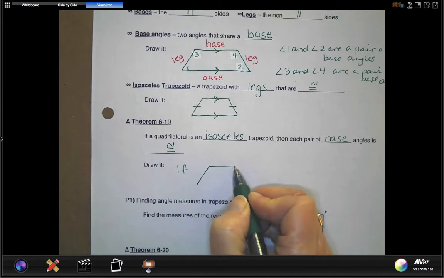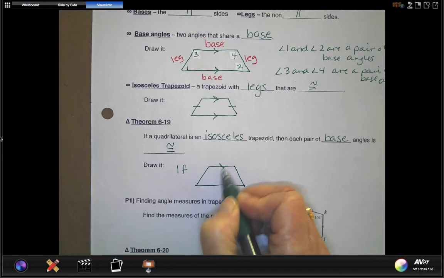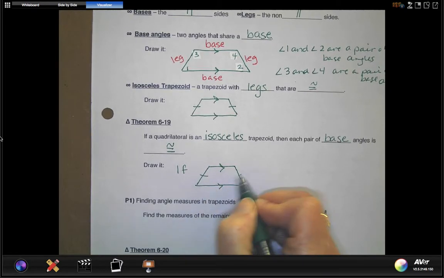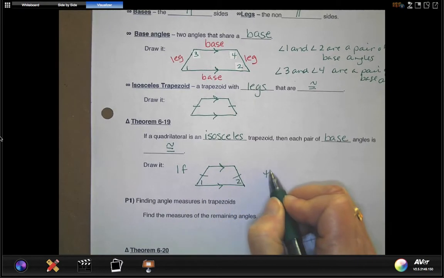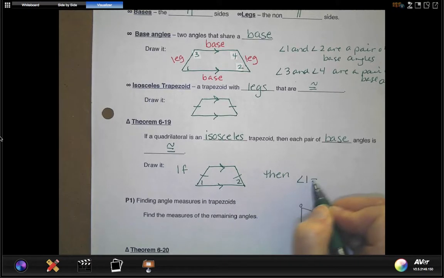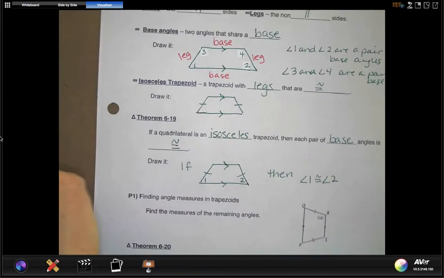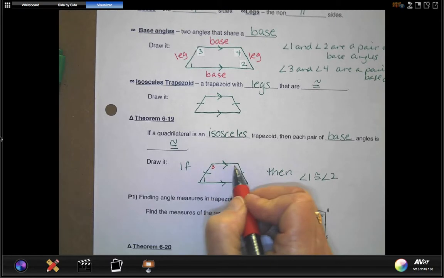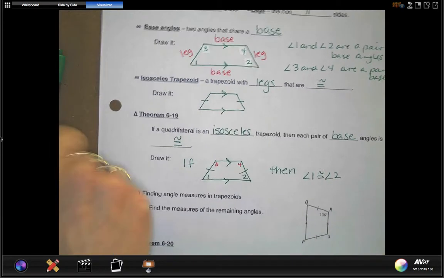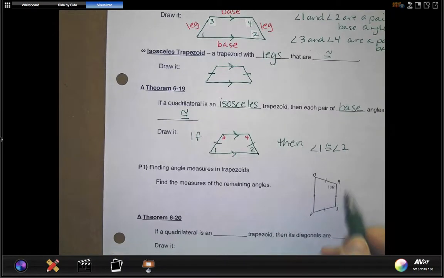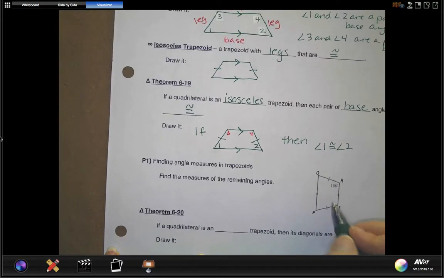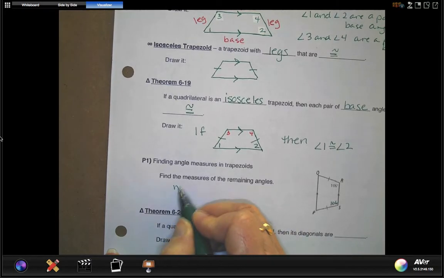So if we know we have an isosceles trapezoid, then angle 1 would be congruent to angle 2. The same thing if I had 3 and 4 up there, then 3 and 4 would also be congruent, okay? All right, find the measure of the remaining angles. So what this means in this picture right here, based on that last theorem, is S is also 106.